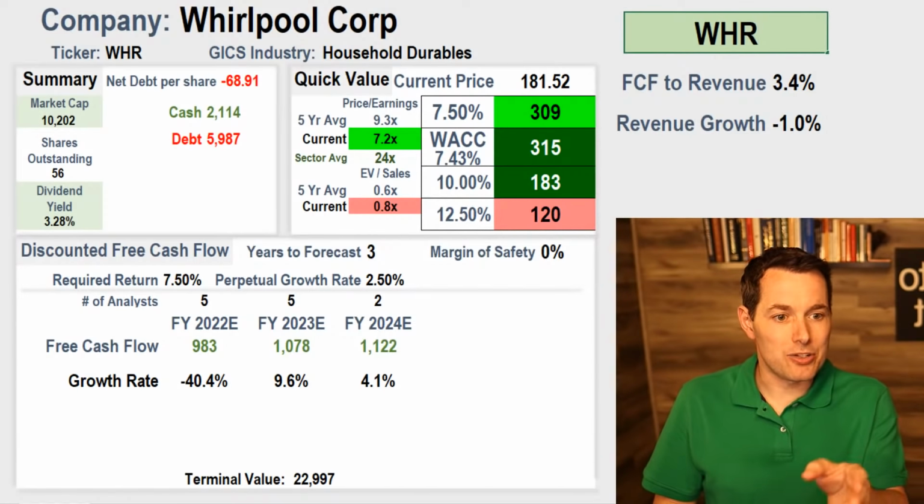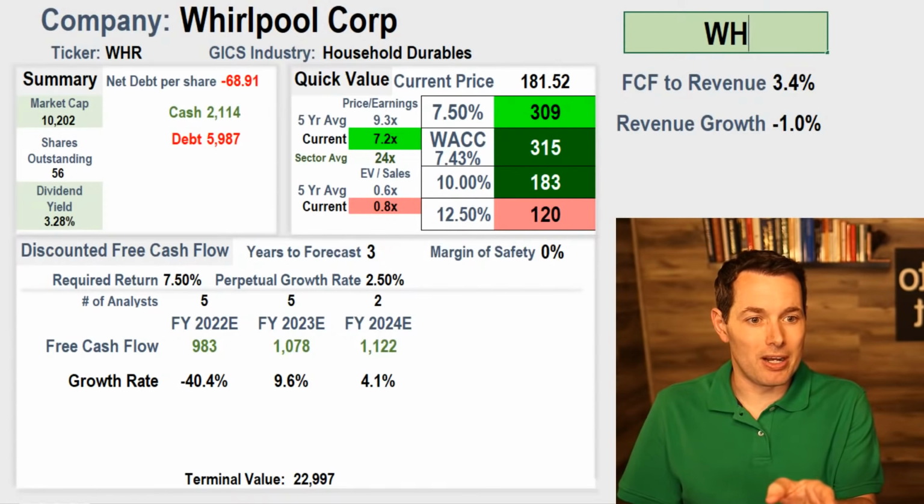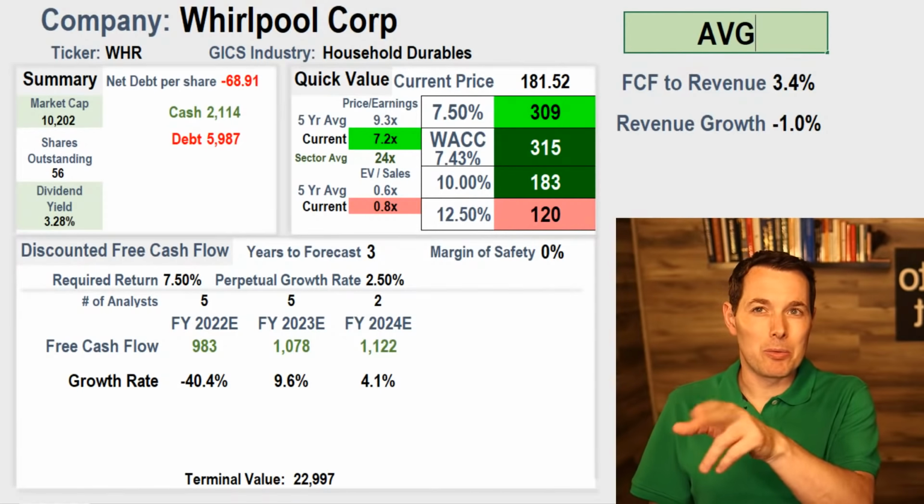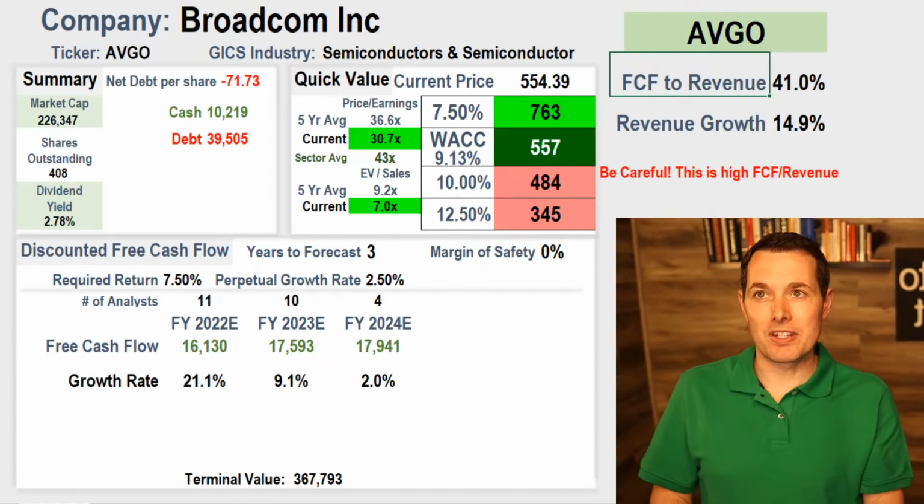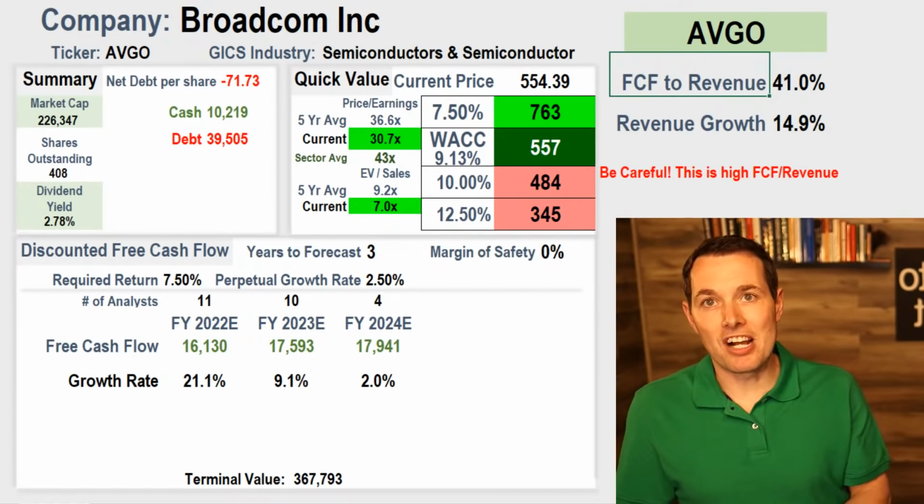What about AVGO? I said that one, Broadcom. Sure. I was thinking that when we were looking at a different semiconductor company. I think they do the same thing. Be careful. This is high free cash flow to revenue.